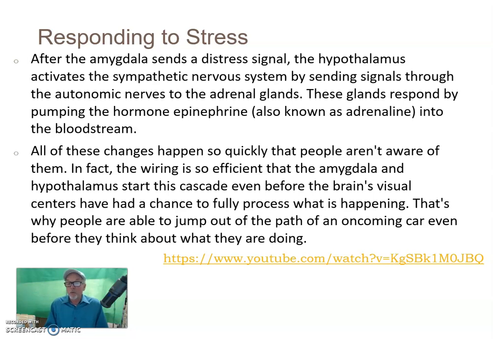In fact, the wiring is so efficient that the amygdala and the hypothalamus start this cascade of chemical events even before the brain's visual centers have had a chance to fully process what's happening. That's why people are able to jump out of the path of an oncoming car even before they think about what they're doing. And to exemplify that, let me show you this quick video about that example.